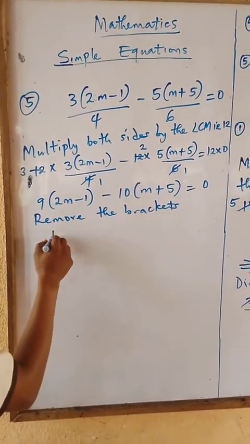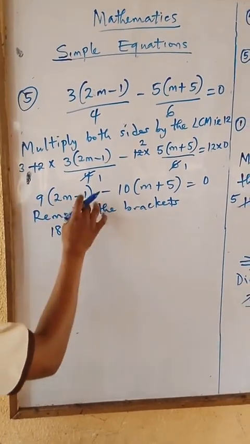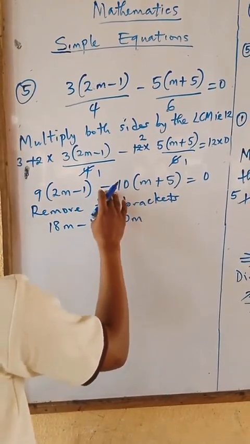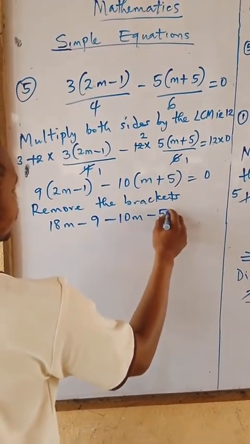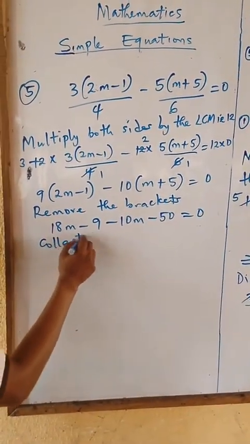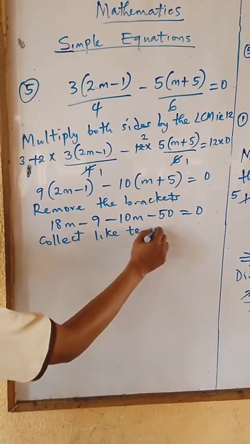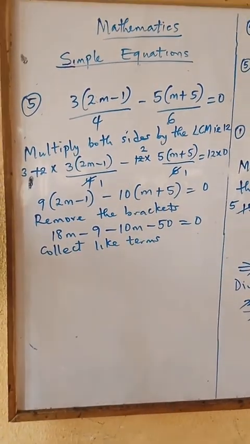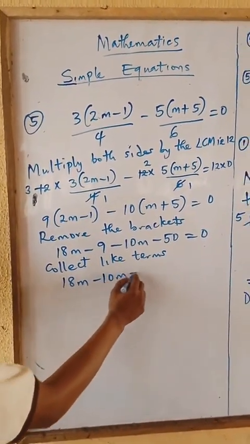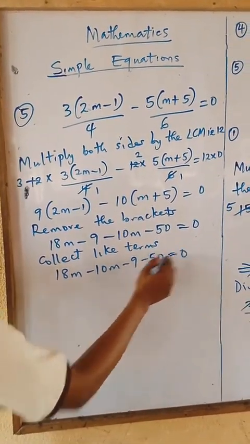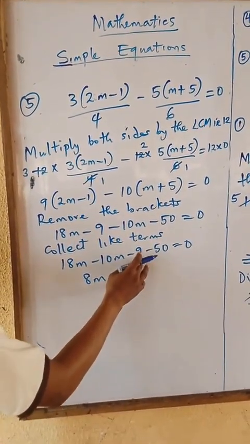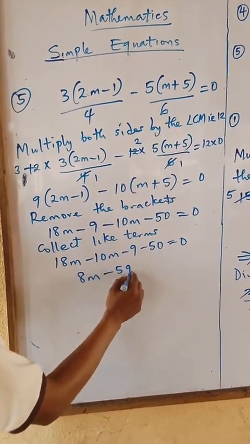9 times 2m will give us 18m, minus 9 times 1 will give us minus 9, minus 10 times m will give us minus 10m, minus 10 times plus 5 will give us minus 50 is equals to 0. Then we are going to collect like terms. Don't forget that when you want to collect the like terms, you are going to carry it with the sign in its front. So we are going to have 18m minus 10m minus 9 minus 50 is equals to 0. 18m minus 10m will give us 8m, minus 9 minus 50 will give us minus 59 is equals to 0.